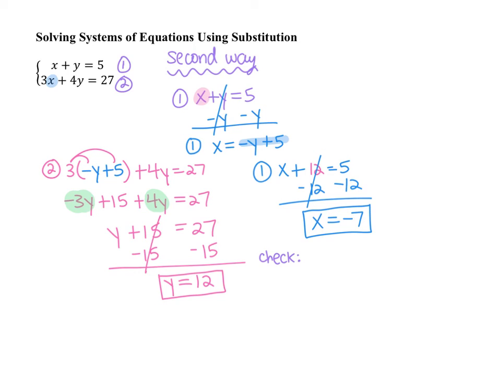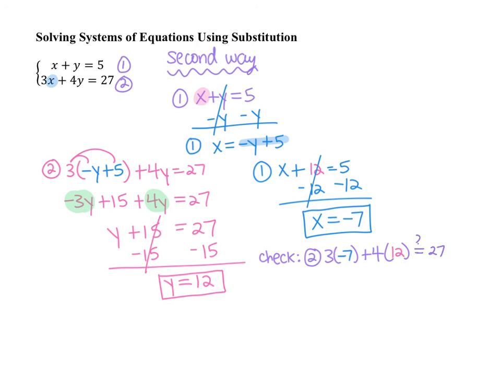So let's take equation number 2. And it's going to be 3, and then instead of x, we're going to put negative 7 because that's what x is equal to. And then plus 4, and then times y, and y is equal to 12. So be careful here. We didn't solve them. We solved for y first, so this goes where y goes. And then equals, is that really equal to 27?